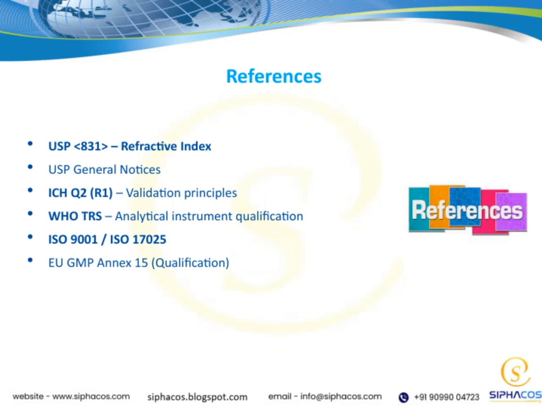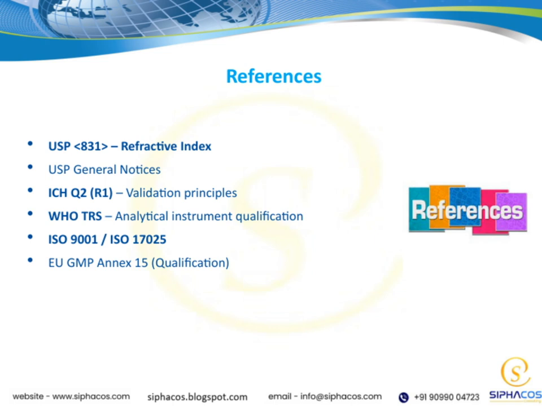Let's take a moment to look at some important references that guide our quality and validation processes. First, we have USP 831, which covers the refractive index, a key parameter in many analytical methods. Then, there are the USP general notices, which provide general principles that ensure consistency across tests and methods. Moving on, ICH Q2(R1) is crucial because it outlines the validation principles we follow to ensure our analytical procedures are reliable and fit for purpose.